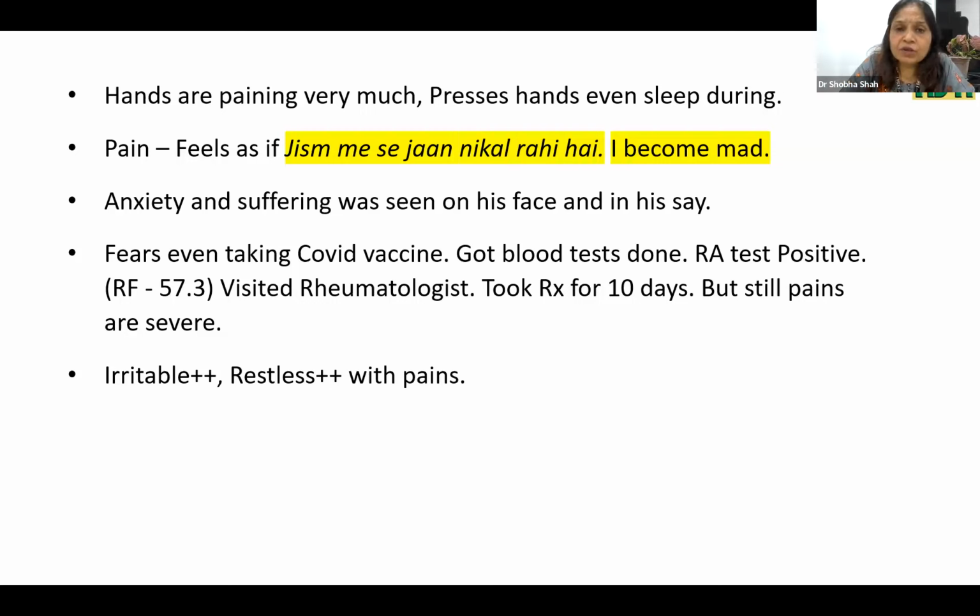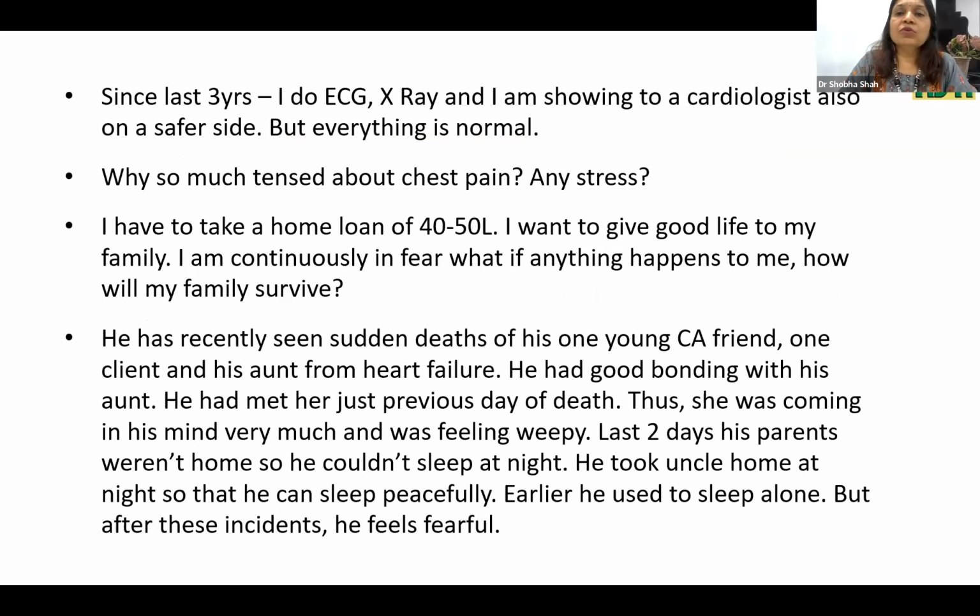So then with that, he had gone to his family doctor, some GP, and they got the blood tests done, and his RA had come positive. His rheumatoid factor is 57.3. So he immediately visited the rheumatologist, and he gave him some medicine for 10 days, but still the pains were severe. So he was quite irritable and restless with the pain, and then he decided to come to homeopathy. So he said, "Doctor, since last 3 years I'm getting this pain, and I get this chest pain.